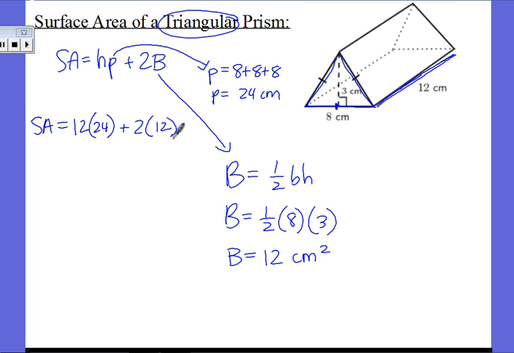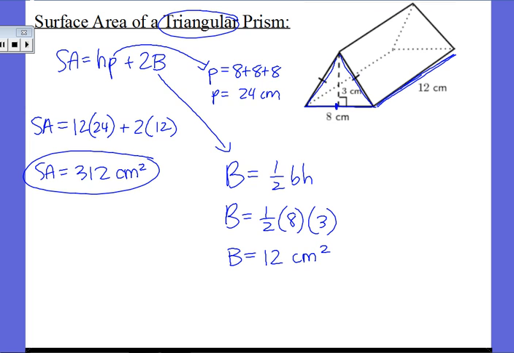Again, if we type this in as is, no equal sign until the end, the calculator will do order of operations for us. So that's 12 times 24 plus 2 times 12. And then we hit equals. We get surface area equals 312 squared centimeters.